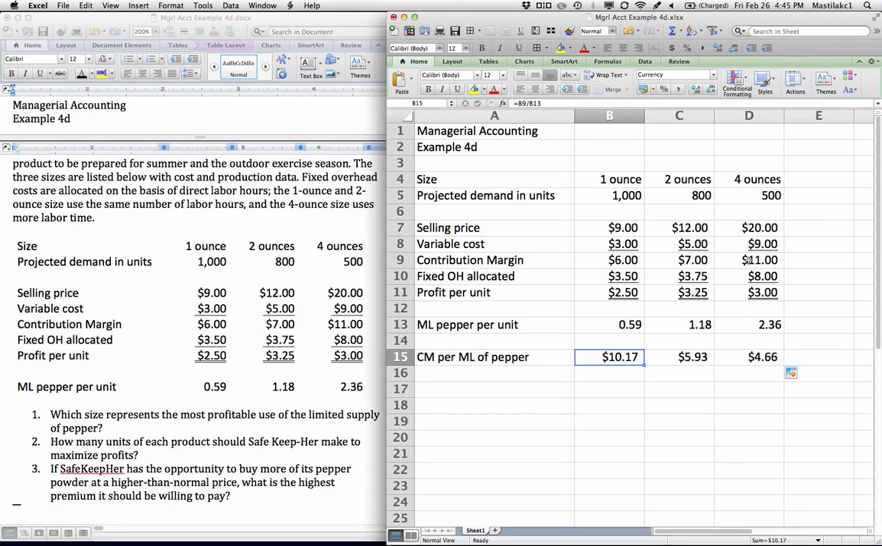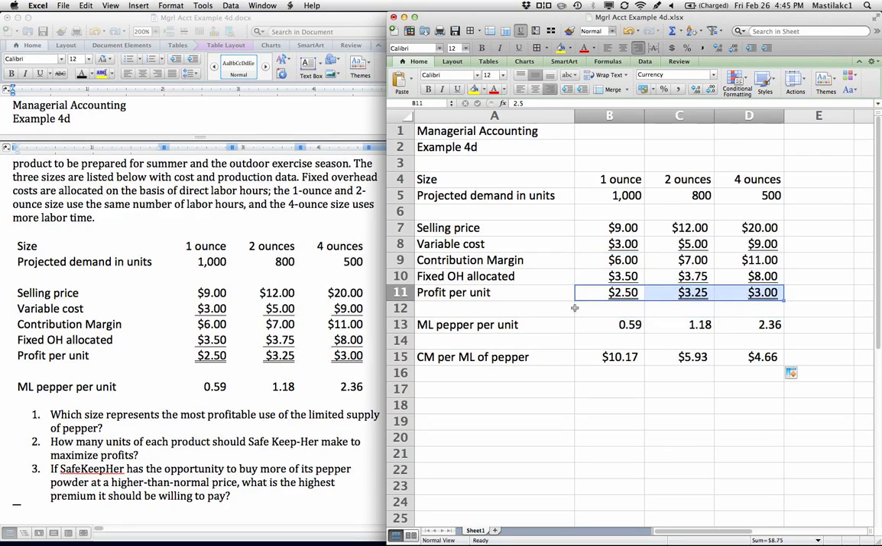Our 4-ounce product has the highest contribution margin per unit, $11 versus $7 or $6. So if I had a choice of selling which unit, of course I'd rather sell the 4-ounce unit than the 2-ounce or the 1-ounce because one unit generates me more contribution margin.